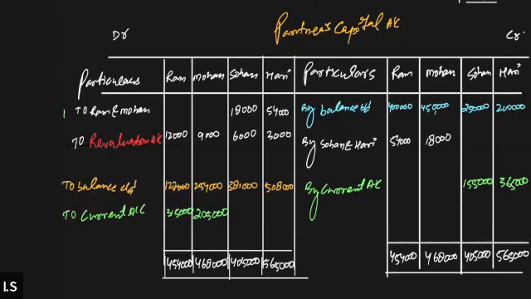So go to the partner's capital account and enter these values only. Write these values only: To Ram and Mohan, 18,000 and 54,000 on the debit side, and on the credit side, By Sohan and Hari, 54,000 and 18,000. Don't write any other thing in the partner's capital account. Just post these entries only.